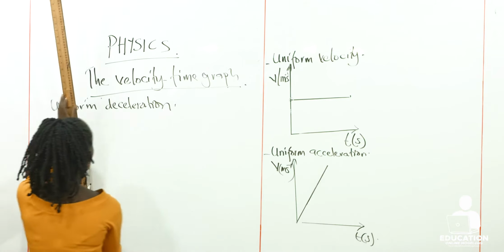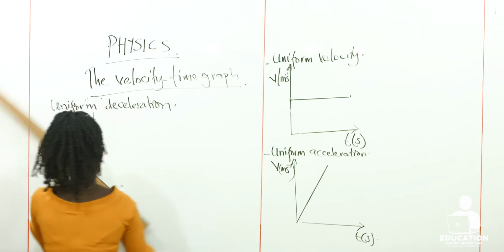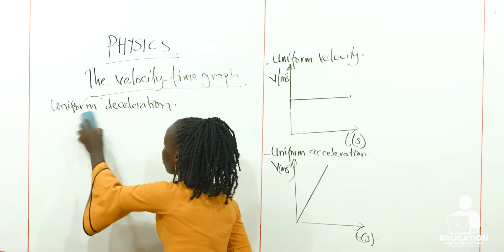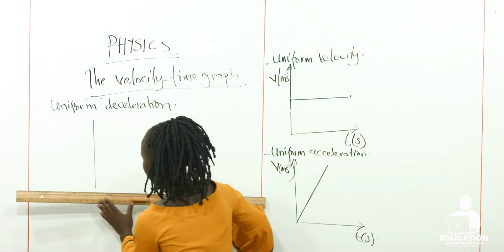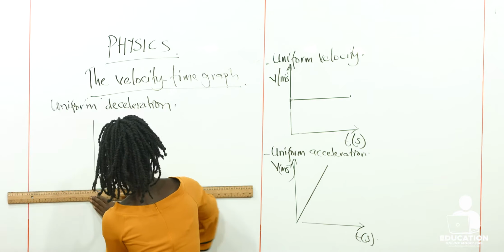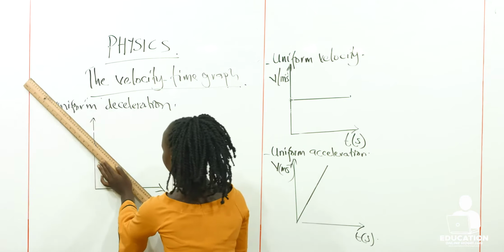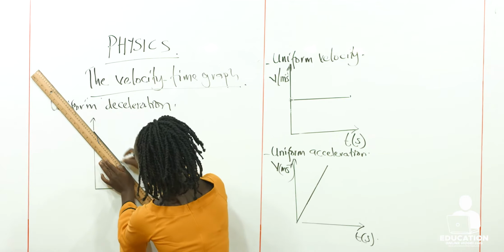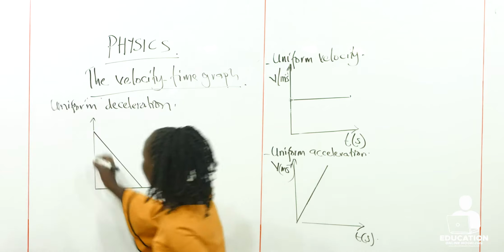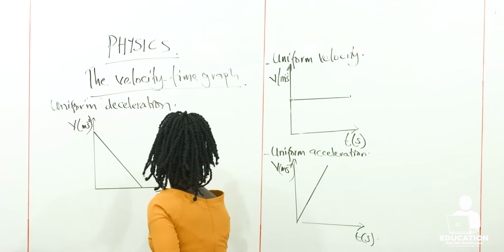So the uniform deceleration is going to look more like the uniform acceleration, but it is going to show you that it's in the opposite direction to uniform acceleration. So we shall have it this way. You see that the line is sloping, coming back downwards. So let's not forget that. And then our time here.